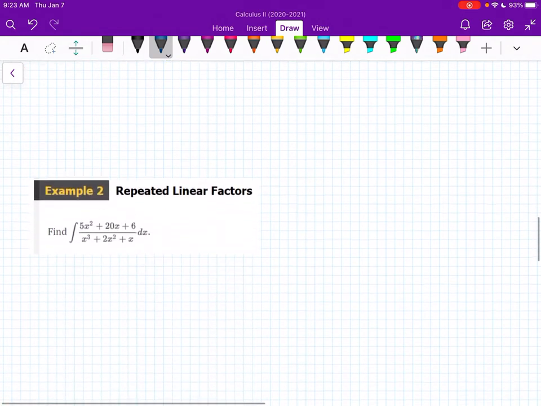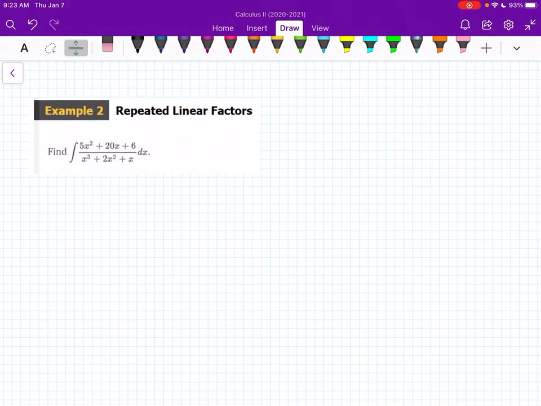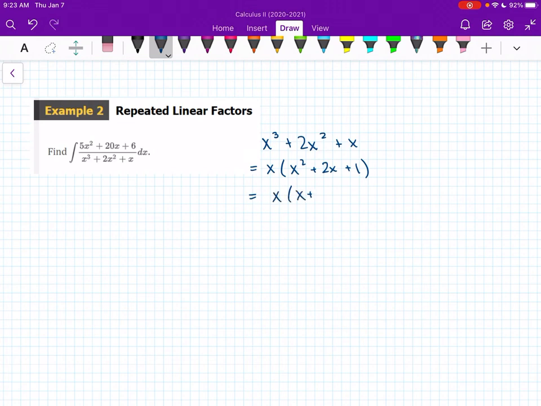So let's try an example where we have repeated linear factors. Let's see how that affects it, and we're doing integration at the same time. So here we have the numerator is 1 degree less than the denominator. So I'm going to go ahead and factor my denominator. If I have x cubed plus 2x squared plus x, first thing I'm going to do is factor out an x. So I have x squared plus 2x plus 1. And then I'm going to factor that to be x plus 1 times x plus 1. So I have x times x plus 1 quantity squared. So now I'm just going to do my partial fraction part, and then I'll come back to the integration.